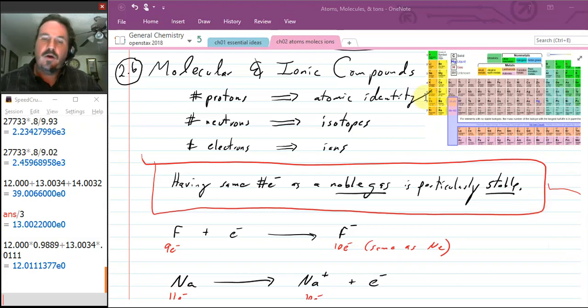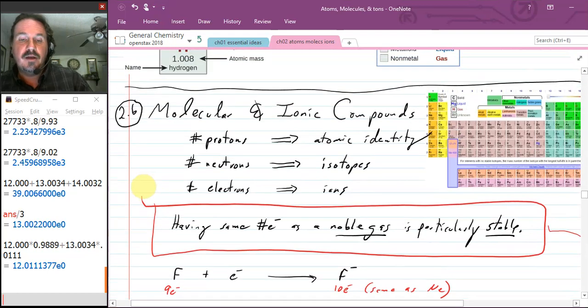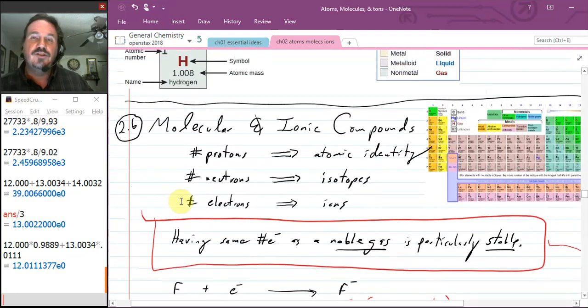Atoms, we already know the number of protons will determine the atomic identity. The number of neutrons, you change that, you get different isotopes of any one particular element or atom, and you change the number of electrons, you get an ion, right? The charge, either positive or negative. Well, why do some like to be positive and why would some like to be negative, or can they all be different?